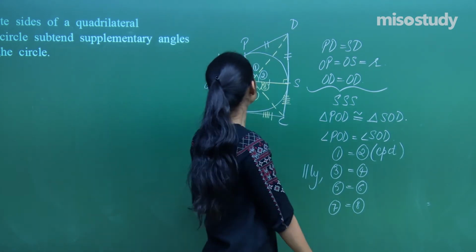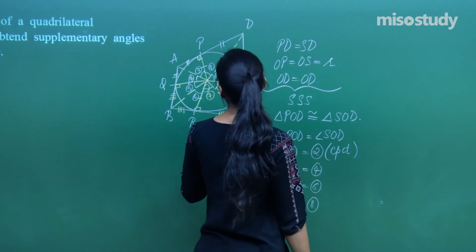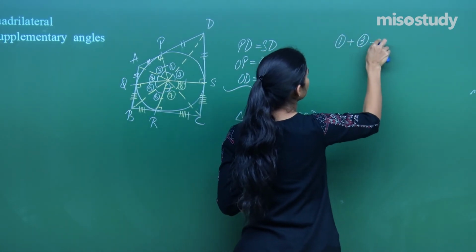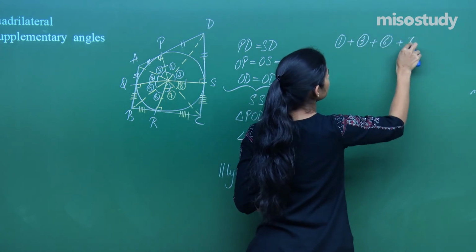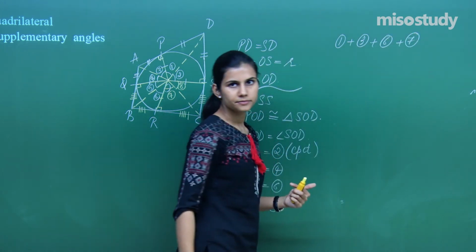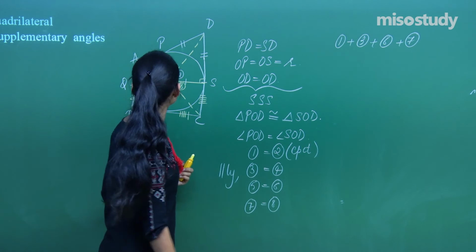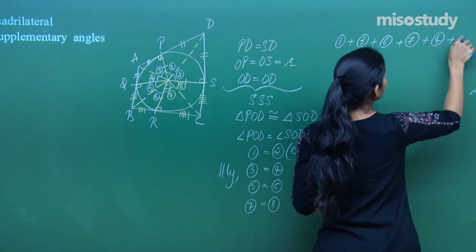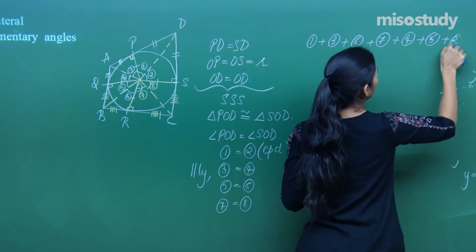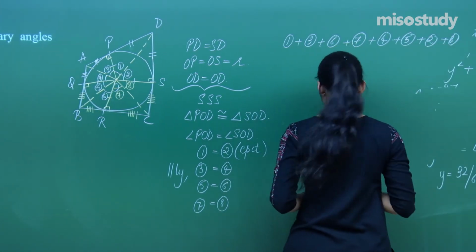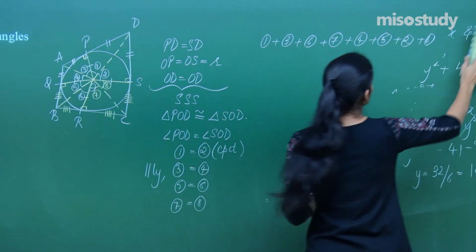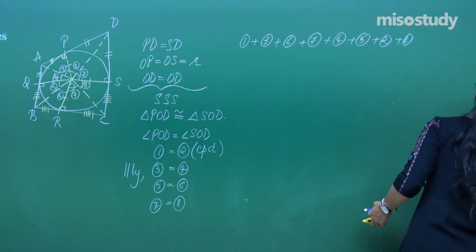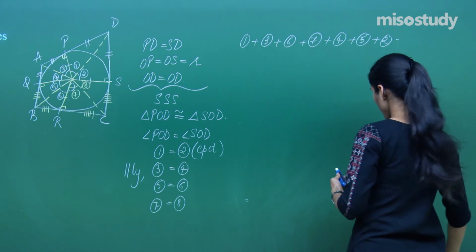Now, how do I prove this? If I consider 1 plus 3 plus 6 plus 7, 1 plus 3 plus 6 plus 7 plus 4 plus 5 plus 2 plus 8, everything I am adding. Actually, I am adding all the angles, 1 plus 2 plus 3 plus 4 plus 5 plus 6 plus 7 plus 8. I am adding all the angles. Why I am adding? This is 8.